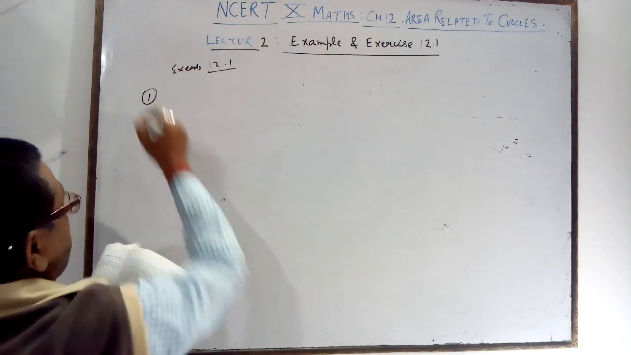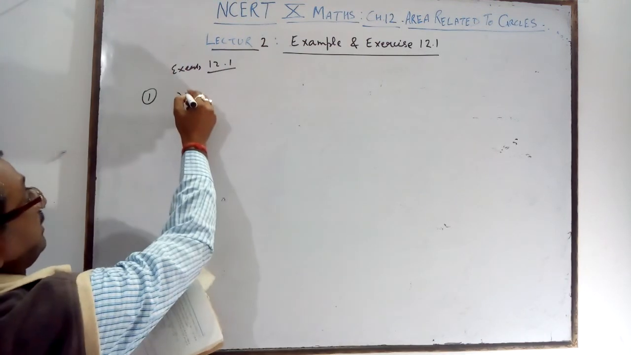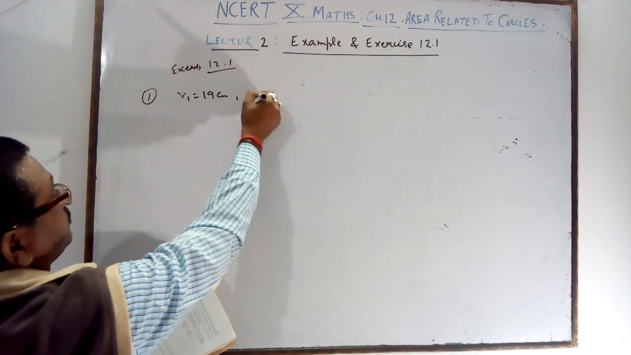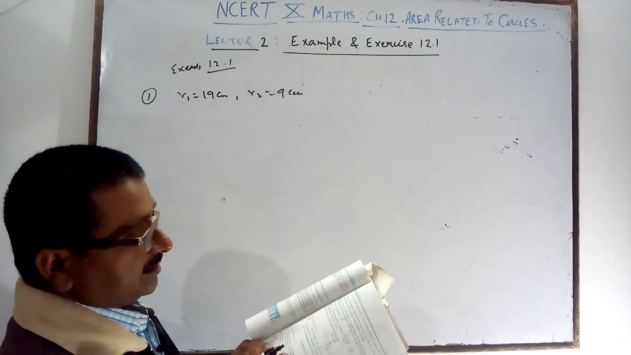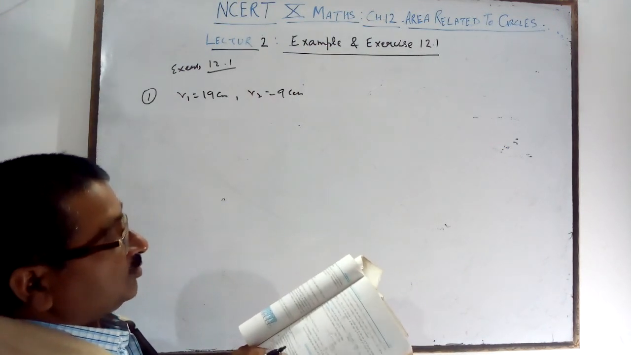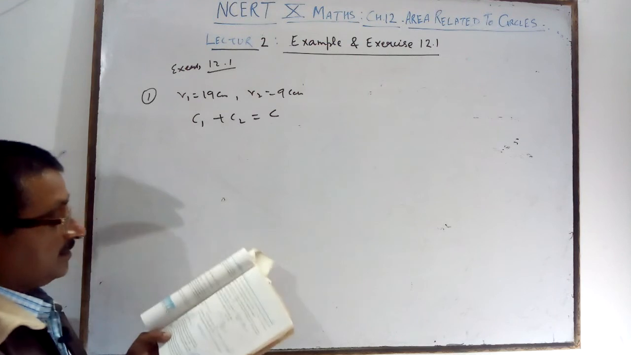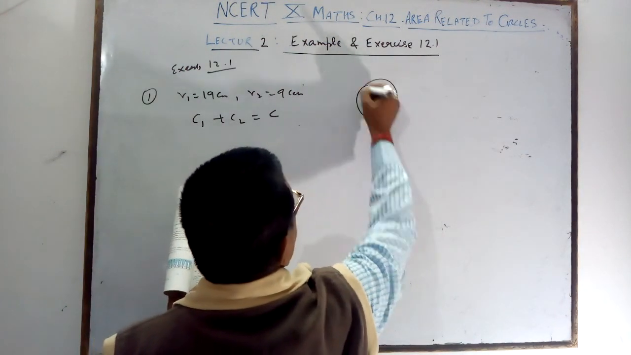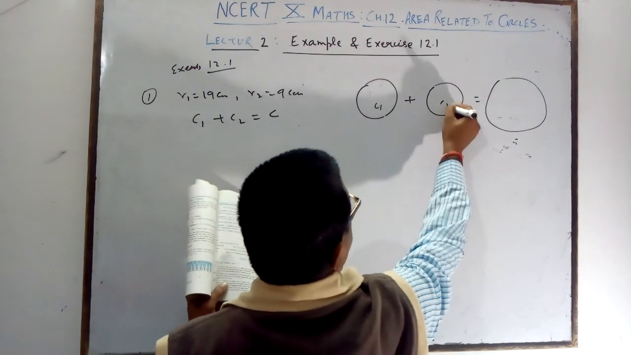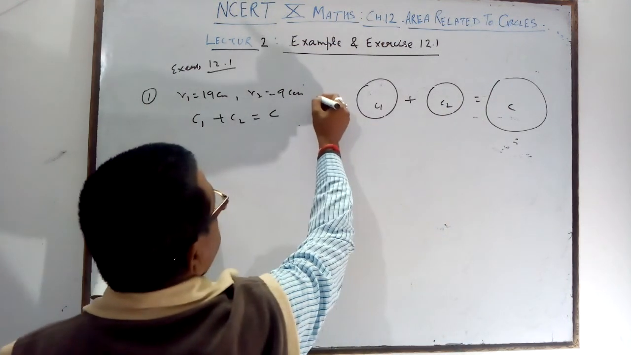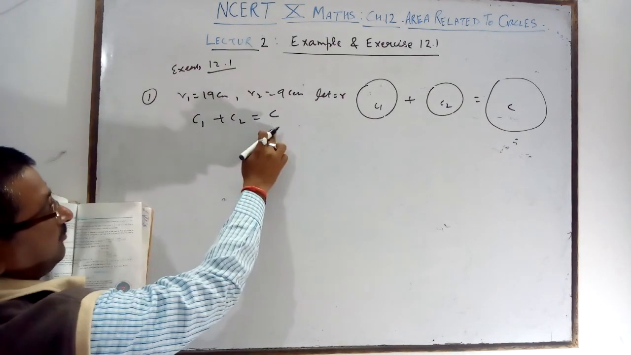Question number 1. The radii of two circles are 19 centimeter and 9 centimeter. R1 is 19 centimeter, R2 is equal to 9 centimeter. Find the radius of the circle which has a circumference equal to the sum of the circumferences, that is C1 plus C2 is equal to C of the third circle. Let the radius be R.